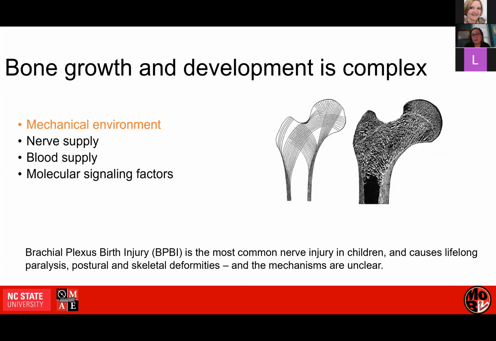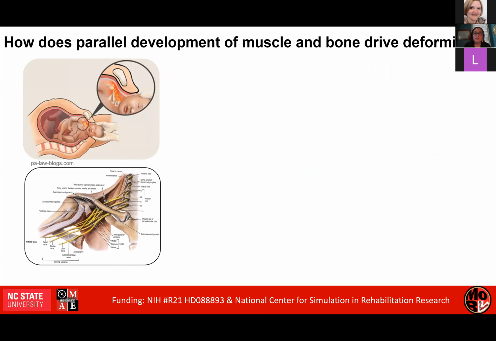And that's really relevant in brachial plexus birth injury, which is the most common nerve injury in children. This results in a paralysis at birth that causes lifelong paralysis and postural and skeletal deformities that I'll show you. So this type of injury can occur during a difficult childbirth if the child is stuck in the birth canal. Basically, the neck and the shoulder become stretched away from one another, and that puts tension on the nerves that are coming out of the spinal cord and going through the shoulder and armpit to control the muscles of the arm. And when these nerves become either torn in the middle, or pulled out of the spinal cord, then there is paralysis of the affected muscles that are connected to those nerves.